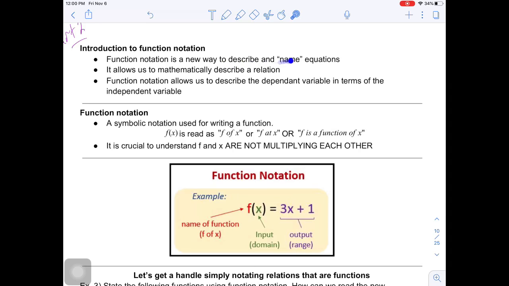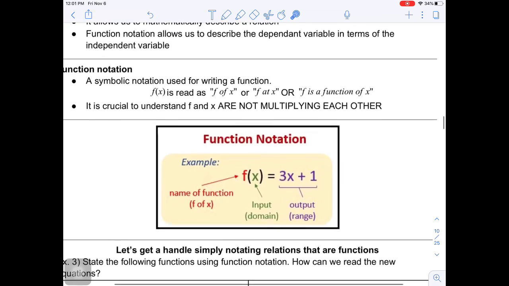It's a new way to describe or name equations. Right now, you are super used to seeing y equals 4x plus 3. But function notation is a way more useful notation when describing an equation. It allows us to mathematically describe a relation. Function notation allows us to describe the dependent variable in terms of the independent variable. So this is what function notation is.